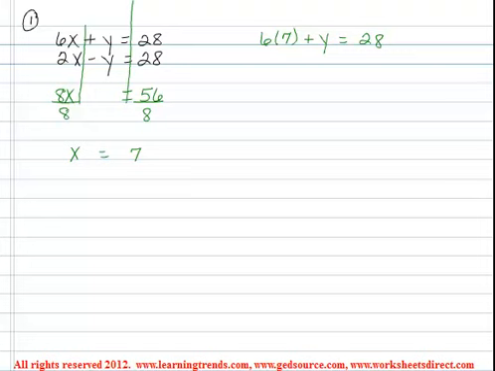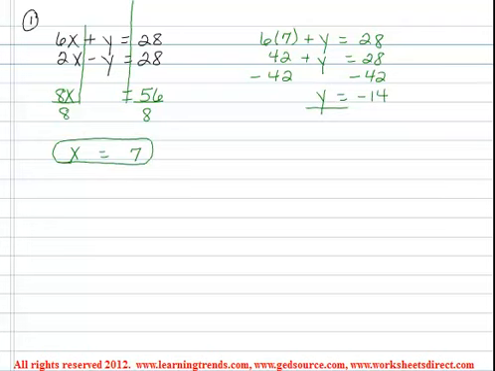And 6 times 7 is 42. So we have 42 plus y equals 28. Let's subtract 42 from each side. And 28 minus 42 gives us a negative 14. So y equals a negative 14. So in our first problem, we see that x equals 7 and y equals a negative 14.